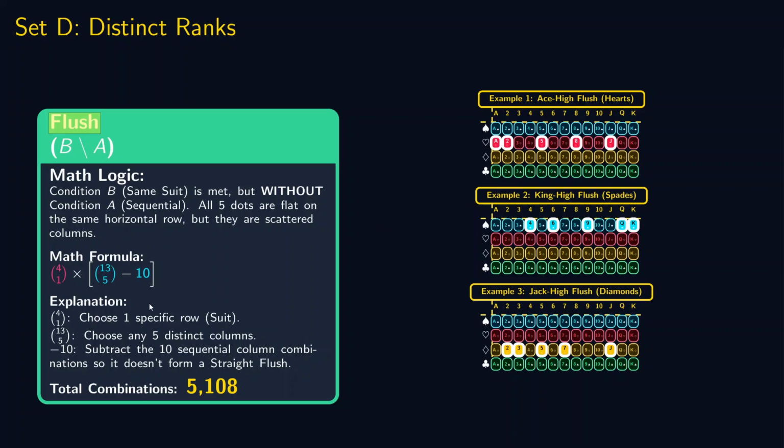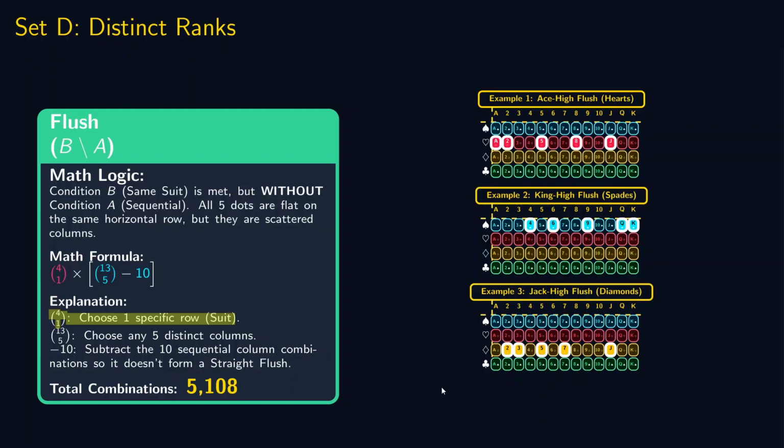Now let us derive the count carefully, because this is where we use a technique called subtraction, and it is elegant. We write the formula as 4 choose 1, multiplied by the quantity 13 choose 5 minus 10. Let us unpack each piece. 4 choose 1 is the choice of row. Which single suit will all 5 cards belong to? There are 4 suits, and we want exactly one of them. 4 choose 1 equals 4.